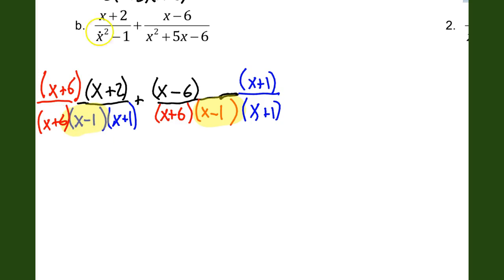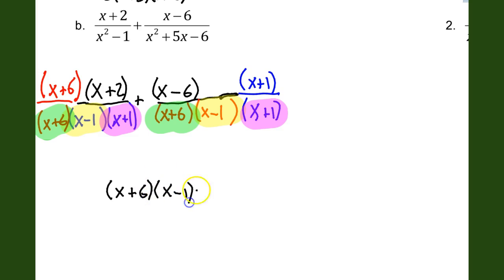So now we have all three factors. They are exactly the same for both, multiplied top and bottom for any that we're missing. So we get a single denominator: x plus 6, x minus 1, x plus 1.